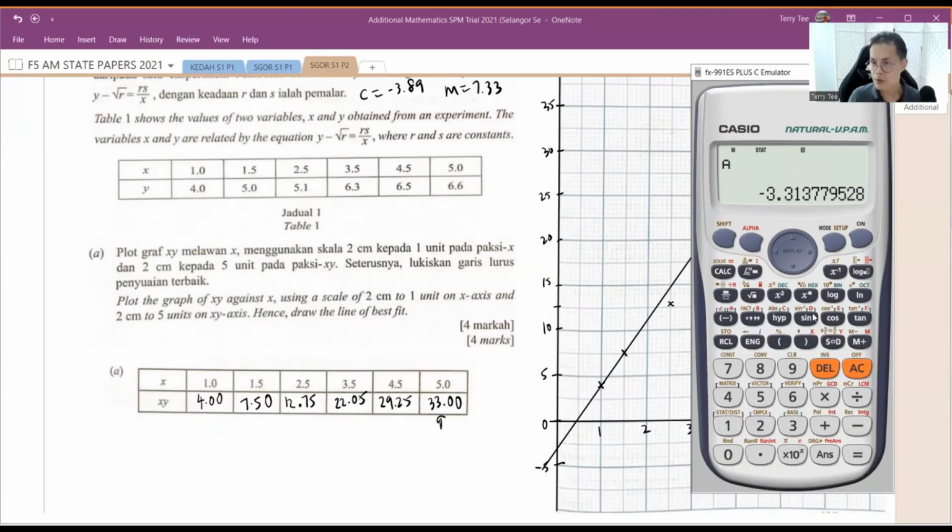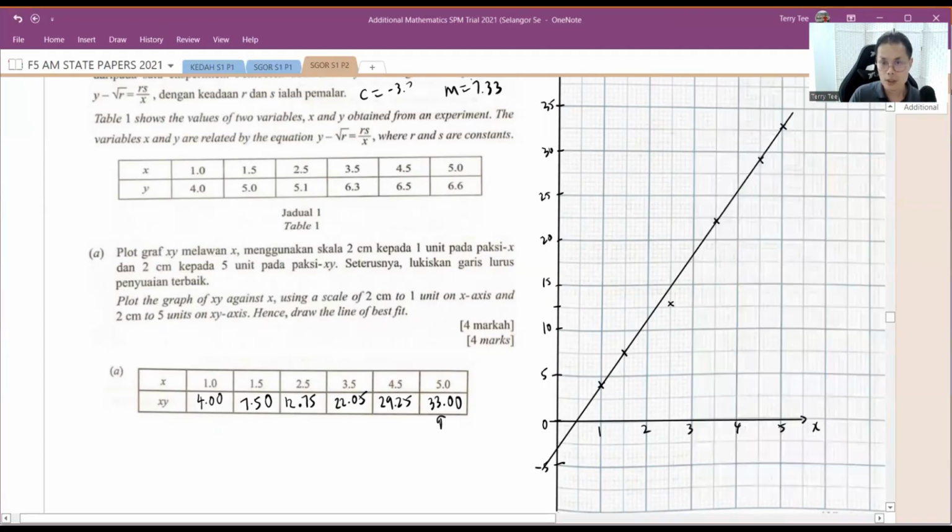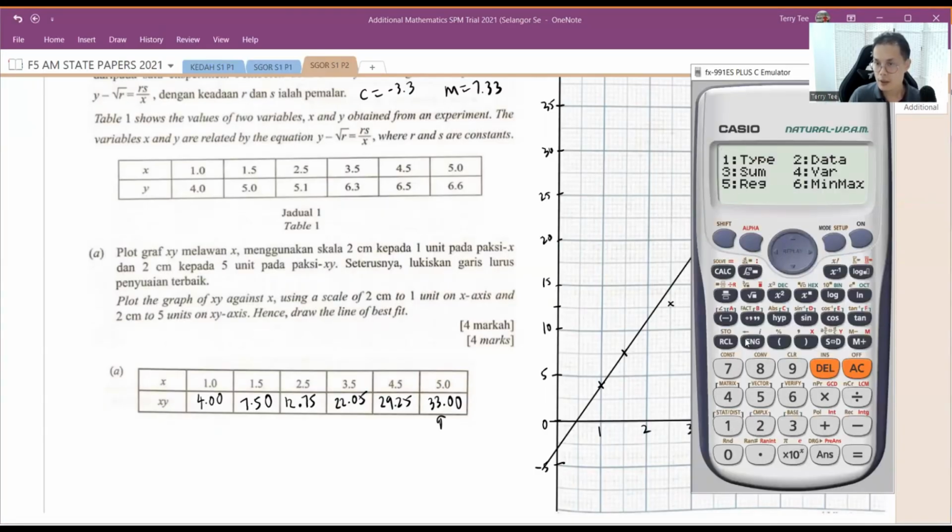My y-intercept is supposed to be negative 3.3, not 3.8. So it's closer to 3.5. Yeah, negative 3.3. Over here, I just erase this and write 3.3. And my gradient, in this case, shift 1 regression, 5 for regression, 2 for B, my gradient is 7.25. So this is closer, 7.25.